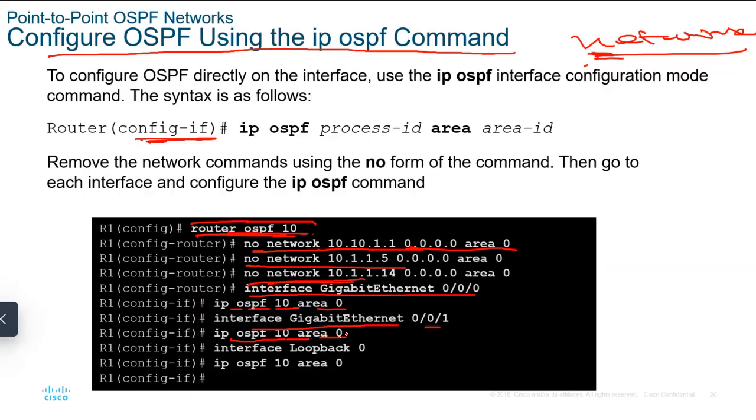So we don't need to know the networks like what we were doing in the previous method. Here all we need are the interfaces that are participating in OSPF. Even here we have the loopback, as you can see, it is this. So we're actually adding the interfaces, not the network. Of course, once you add the interface, whichever network is attached to that interface will be part of the OSPF.